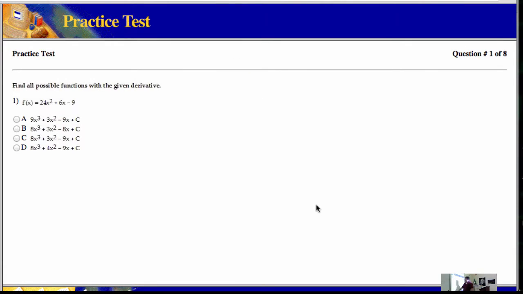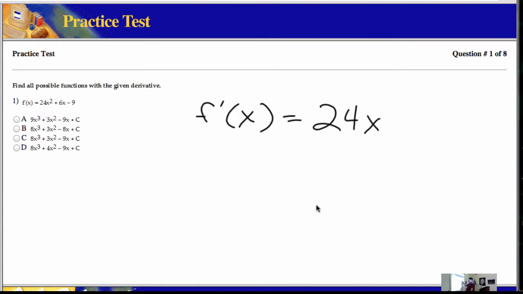So we have f prime of x is equal to 24x squared plus 6x minus 9. And then what they want us to do is kind of work backwards. They want us to figure out what f of x would be.